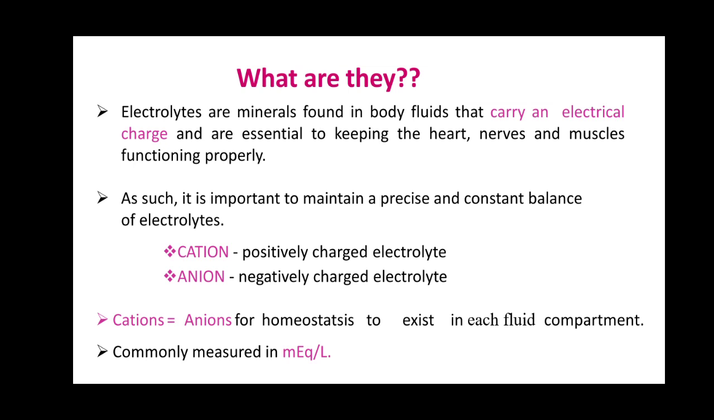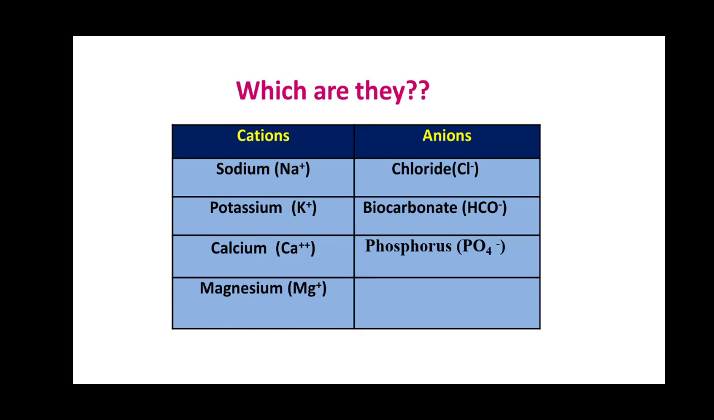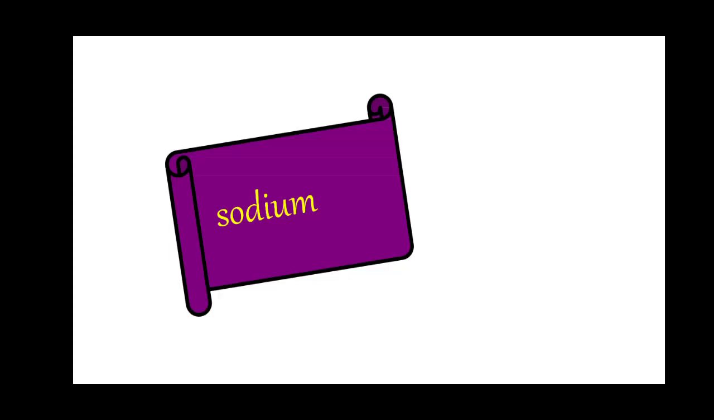For homeostasis to exist in each fluid compartment, there has to be a balance between cations and anions. They are commonly measured in milliequivalents per liter. So which are they? Under the cations are sodium, potassium, calcium and magnesium, and the anions are chloride, bicarbonate and phosphorus.